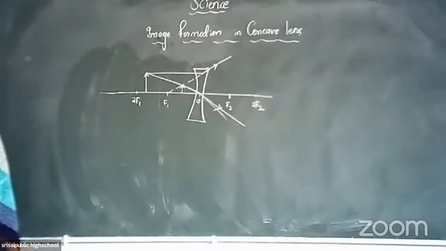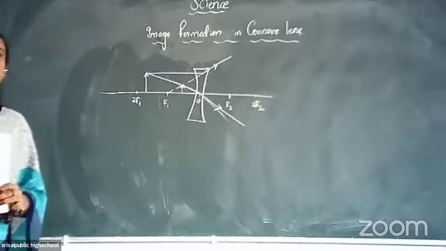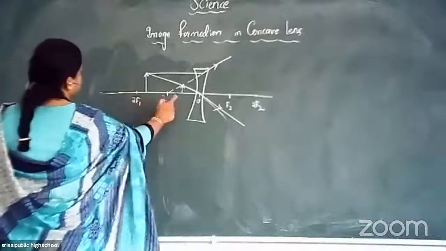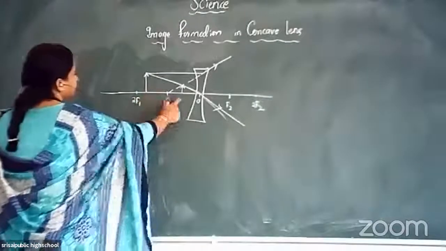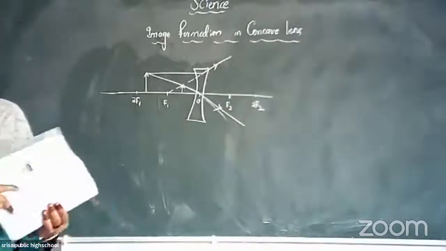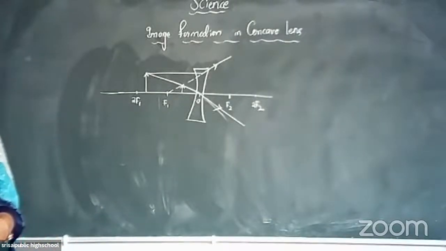Now what is the size of the image then? Since the object was at finite distance, your image is obtained between F1 and the optical center. What is the size of the image here? See, compare your object and the image. Both the things you compare, object and image, which is the bigger one?